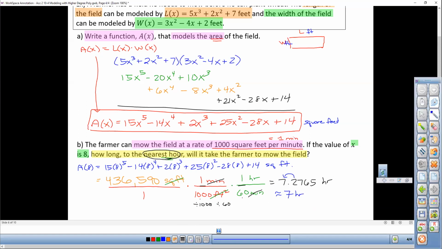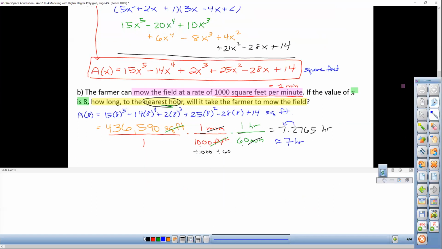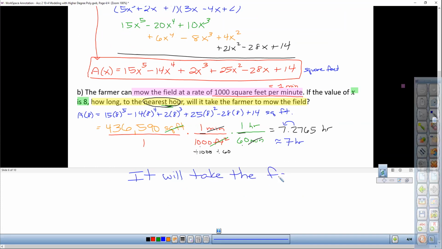And now we can write our conclusion. I'm going to say it will take the farmer about 7 hours to mow the field.